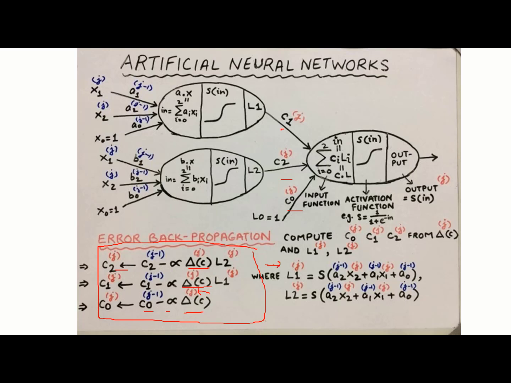So if we talk about L1 superscript J, that's the sigmoidal function applied to A2 of the previous iteration multiplied by X2 of the current iteration plus A1 of the previous iteration multiplied by X1 of the current iteration plus A0 of the previous iteration. Similarly, you can see the definition of L2 of J as well.